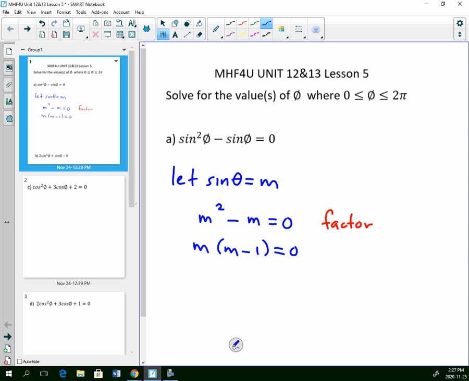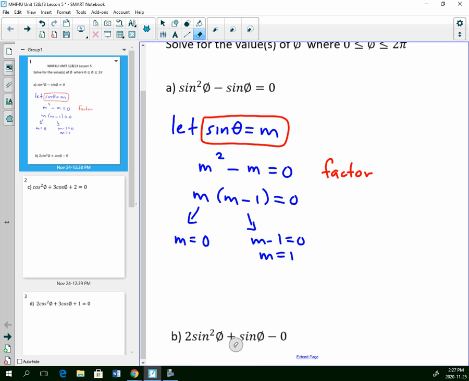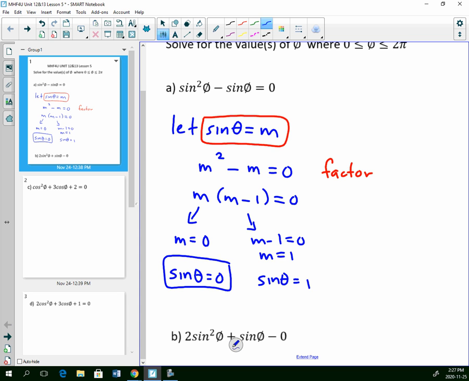so that it's in factored form, and then I'll take each factor, set it equal to 0, and solve for m. And then you have to remember to put that sine theta back, okay? Don't leave it as m equals 1 and then try to solve from there, because it's not the same thing, because we're dealing with trigonometry. So I'm going to replace the m back with sine theta. So there's one factor, and then I'm going to put the sine theta back here, and there's my second factor. So now I have to find the value of theta when sine theta is 0 and when sine theta is 1.